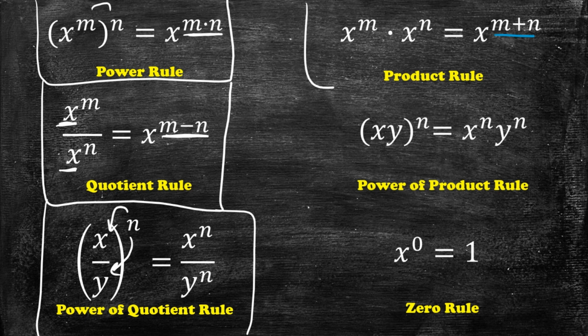And looking at the top right, you have the product rule. And all this is saying is if your bases are the same, what you do with the exponents is you just add them together. All right.